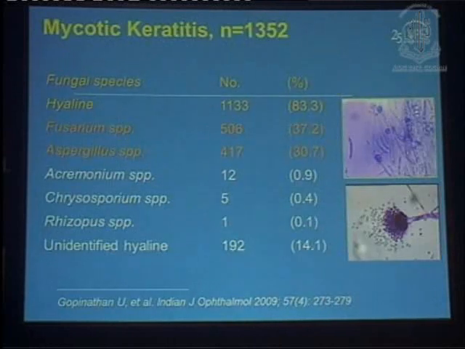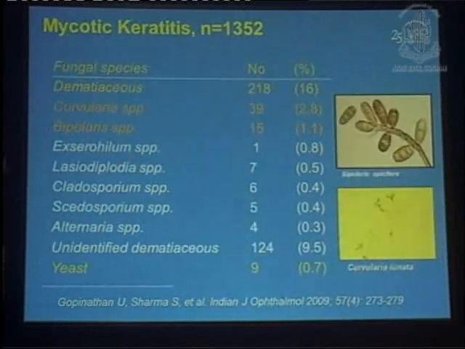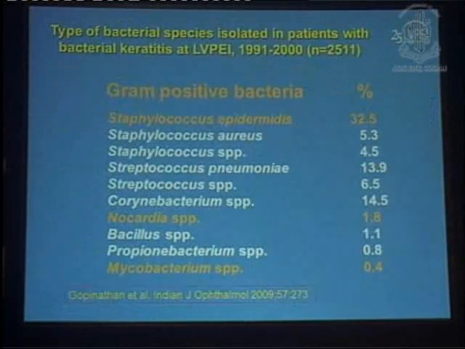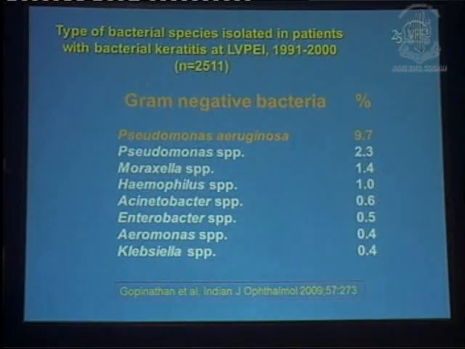These are some of the species of fungi. Only after identification you can name them. These are the dematiaceous black fungi, and these are the bacteria. These have already been told to you.